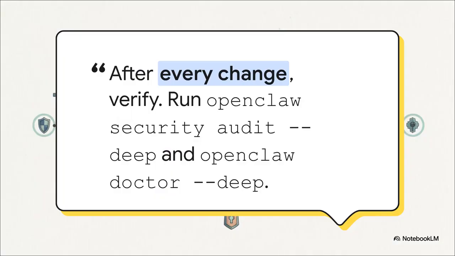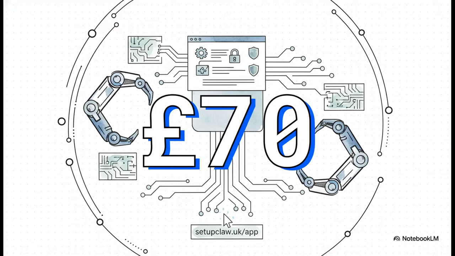So, after all of this hard work, you have to remember one last thing. Security is never done. It's not a one-time setup. Every single time you change a config file or you install a new skill, you need to run these two commands. Think of them as your automated safety check. They'll catch most of the common mistakes for you. And that just about covers the essentials of hardening OpenClaw.